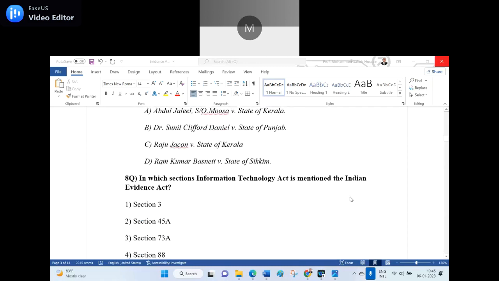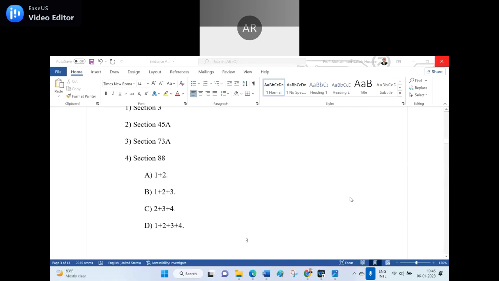Okay, 8th question. Anyone can unmute and read? Now give the chance to the other person, because he wants to read it, but meanwhile somebody took the chance. Yes. In which sections is the Information Technology Act mentioned in the Indian Evidence Act? Number 1, section 3; number 2, section 45A; number 3, section 73A; number 4, section 88A.